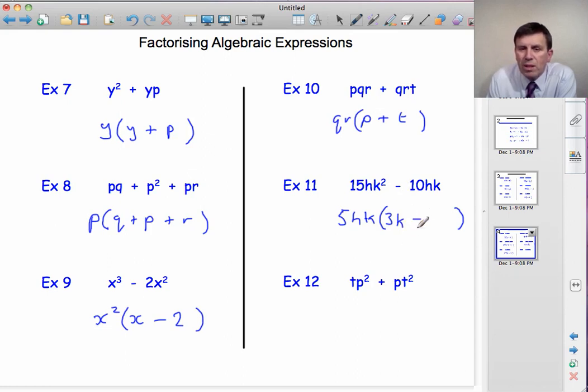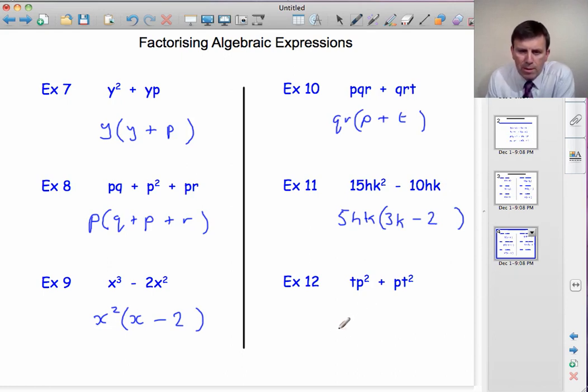Minus 5hk, I need to get minus 10hk. The 5 needs to be multiplied by 2, but the h is already there and the k is already there. So it just stays as minus 2. 5hk times minus 2 would give me the minus 10hk.